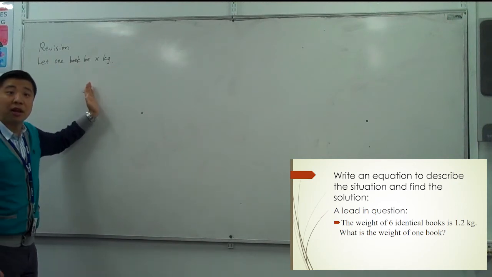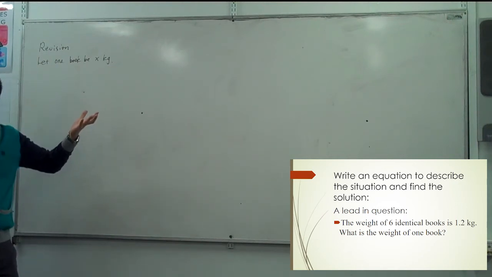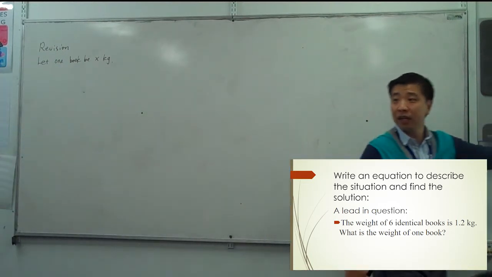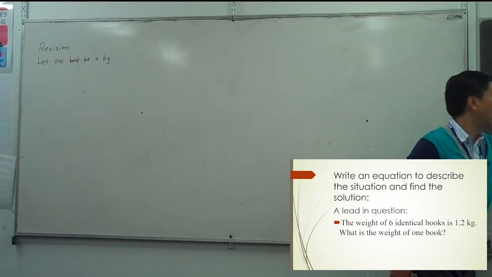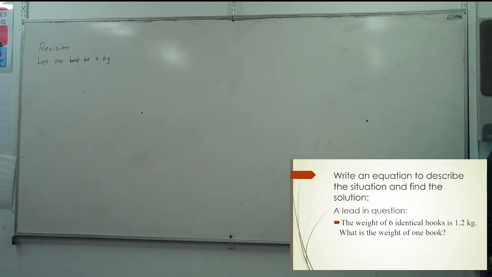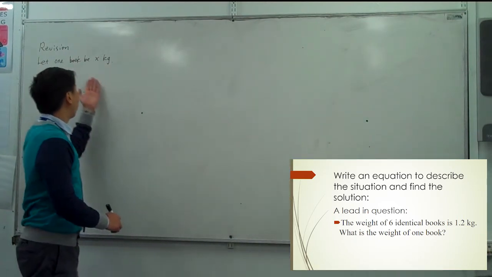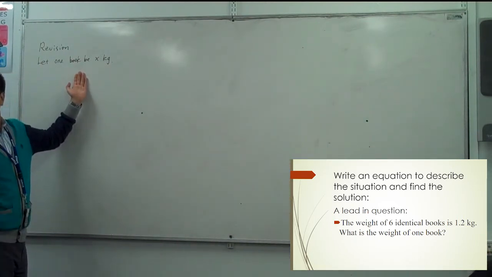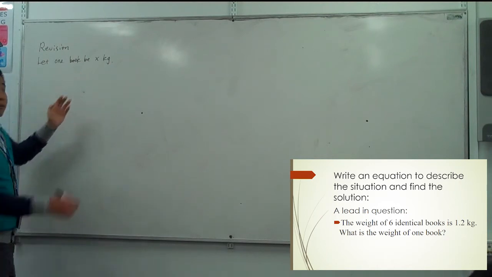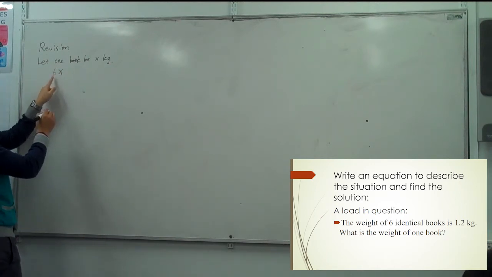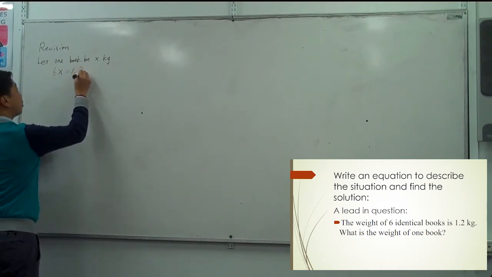We have to write the equation. How can I write the equation? According to the description. Here it says 6 identical books is 1.2. How can I set up this one? 6x equals 1.2. 6x, because one book is x, so 6 books is 6x, equals 1.2 kilos.